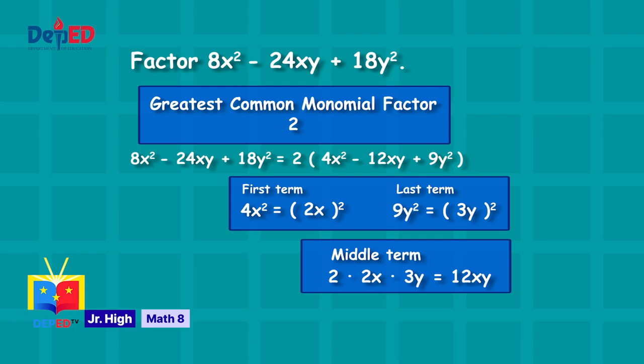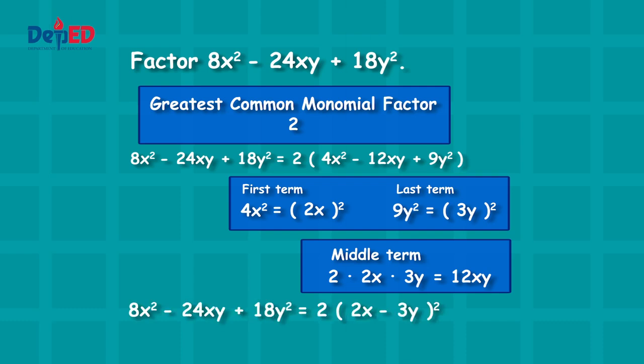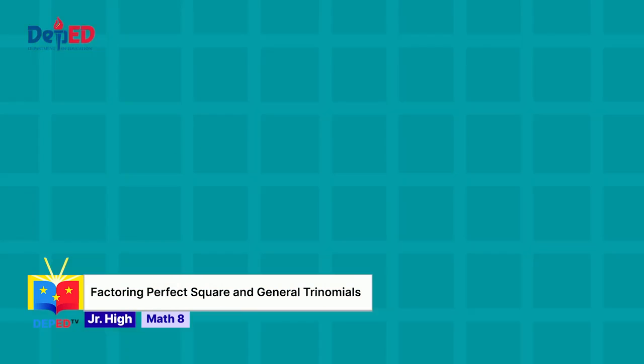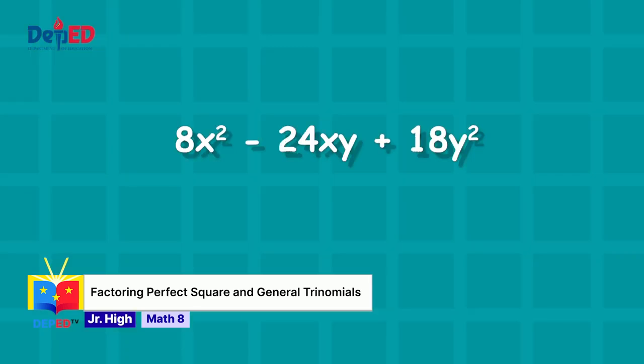Note that the first operation used is subtraction, which means the binomial also has subtraction. Now that we have proven that the trinomial is a perfect square trinomial, we can say that the polynomial 8x squared minus 24xy plus 18y squared can be written as 2 times the square of the binomial 2x minus 3y.